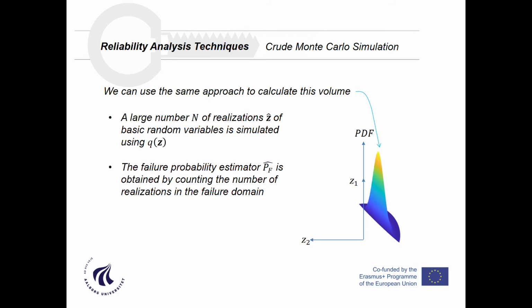Then we can use exactly the same approach to calculate the volume that we wanted in order to estimate the failure probability. A large number n of realizations of the set of random variables is simulated using the probability distribution, and the failure probability estimator PF is obtained by counting the number of realizations in the failure domain.